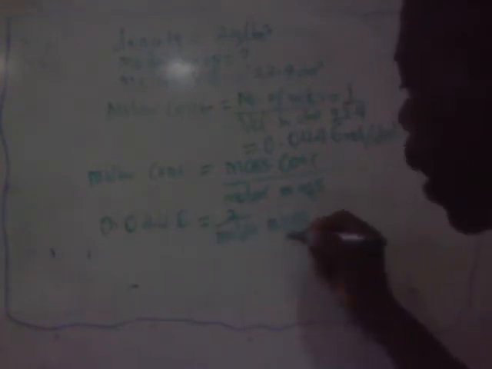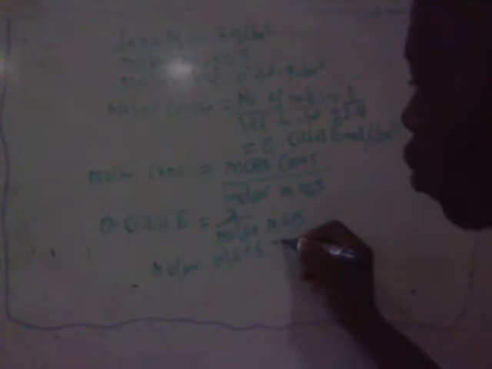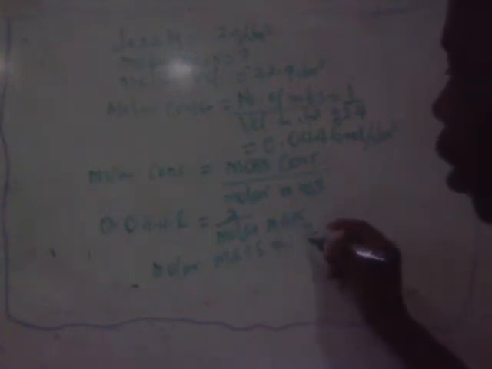So when you cross multiply and make molar mass the subject, you're going to have molar mass equals 2 all over 0.0446. Let's divide that. 2 divided by 0.0446 has given us 44.8 grams per mole.